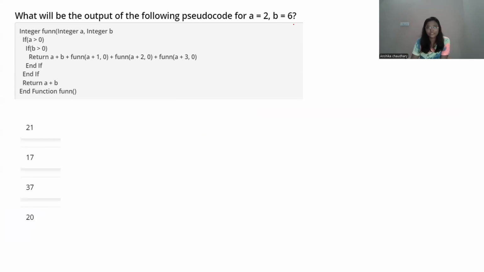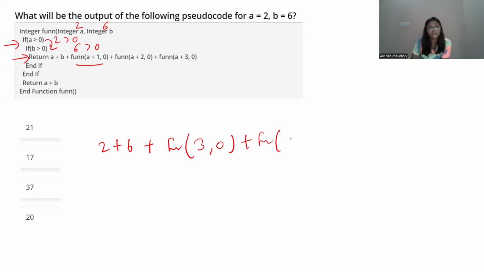Okay. So a is 2, b is 6, and here a is 2 is passed and b is 6 is passed, right? So if a is greater than 0, so 2 is greater than 0, yes, we will come here in the if part. So again, we need to check for a condition if b is greater than 0. So 6 is greater than 0, yes, the condition is true. We will return a plus b. That means 2 plus 6 plus there is a function called for a plus 1, that means 3, comma 0, plus function a plus 2, right? So function a value is 2, 2 plus 2 will become 4, comma 0, plus again a function call for 5, comma 0, right? 2 plus 3 will become 5, comma 0.